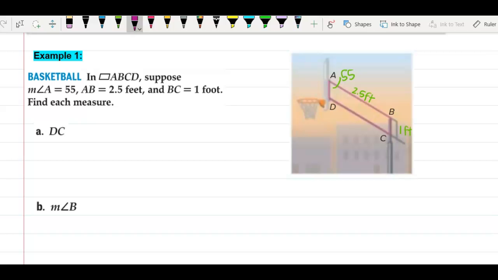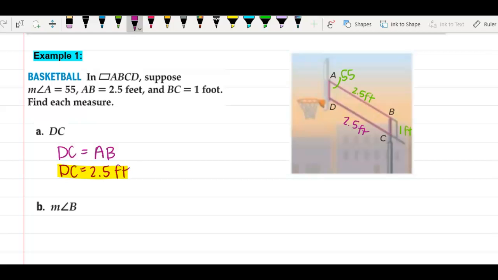DC is the bottom piece of our parallelogram. In a parallelogram, if you think of a rectangle as a good parallelogram, the opposite sides are congruent. So DC will have the same measurement as the side across from it, which is AB. So if AB is 2.5, DC is 2.5.